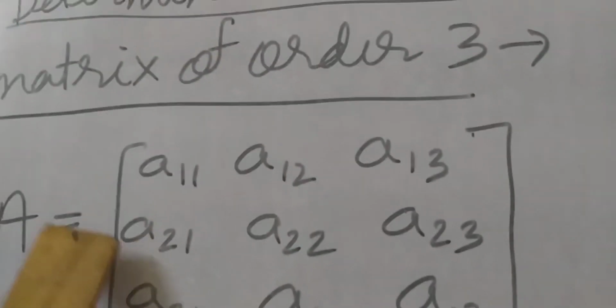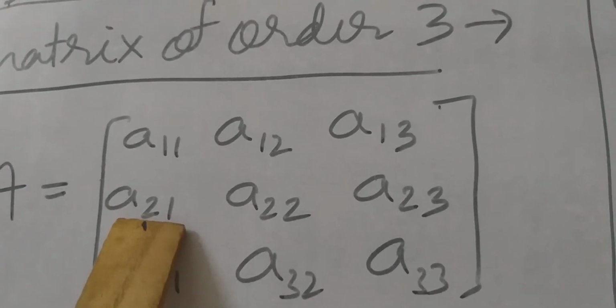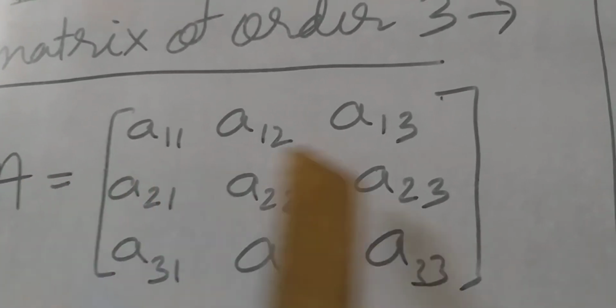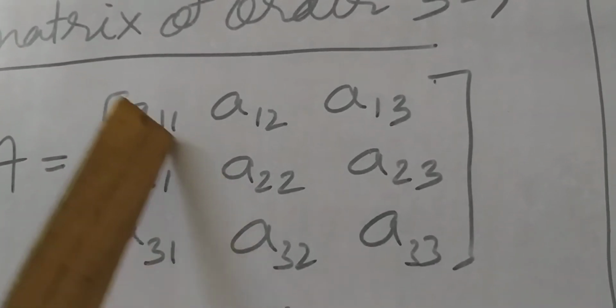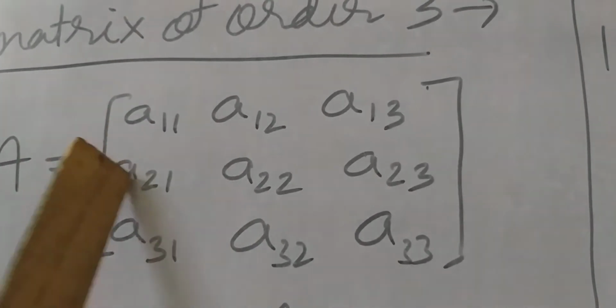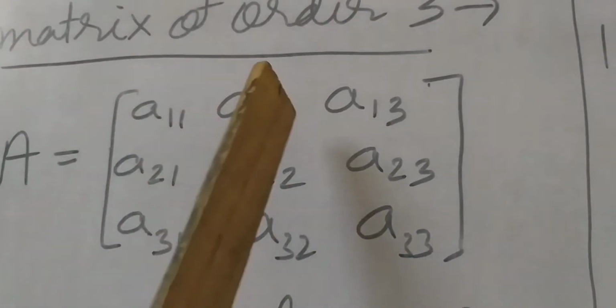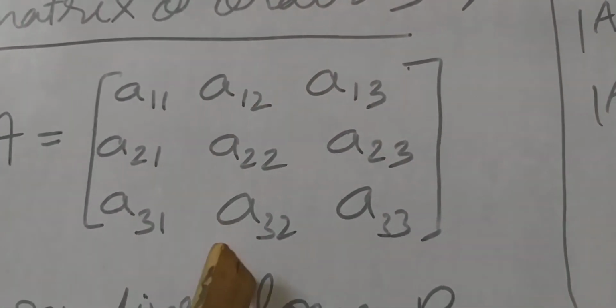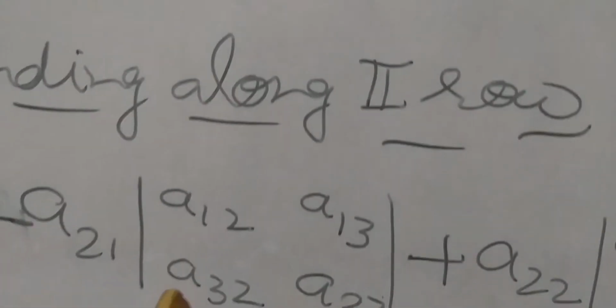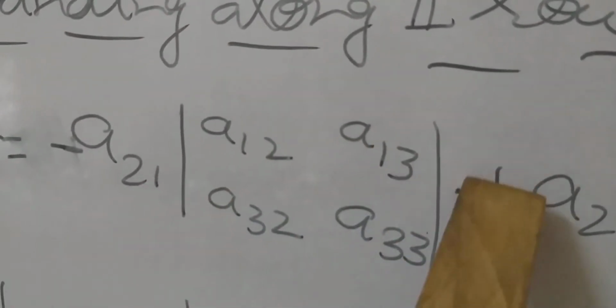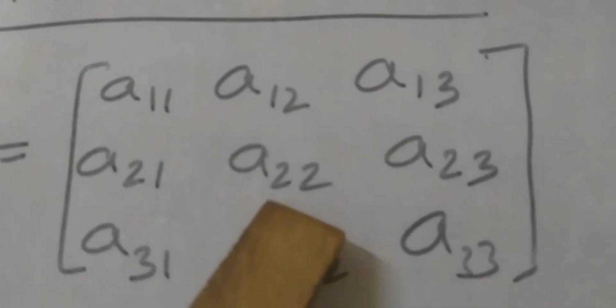Now, student, we have to delete A21, its row and column. So it lies in the first column. The first column deleted. It lies in the second row. The second row deleted. Left values A12, A13, A32, A33. So these values we have to write here: A12, A13, A32, A33. Now the second element we have to take of the second row, A22. So plus A22, student. Add 2 plus 2 is 4, even. We have to put a plus sign.